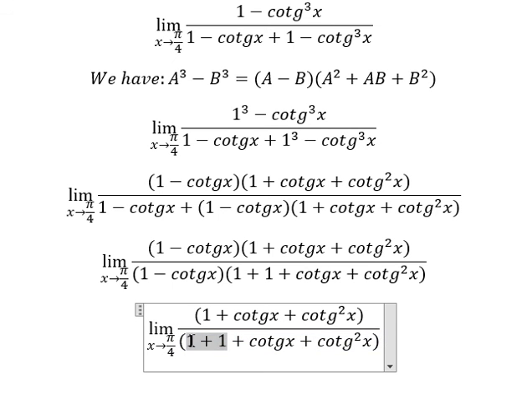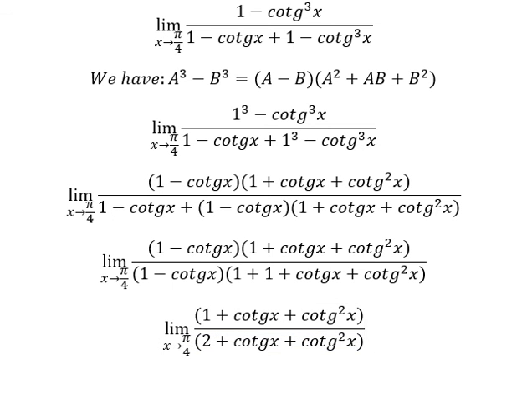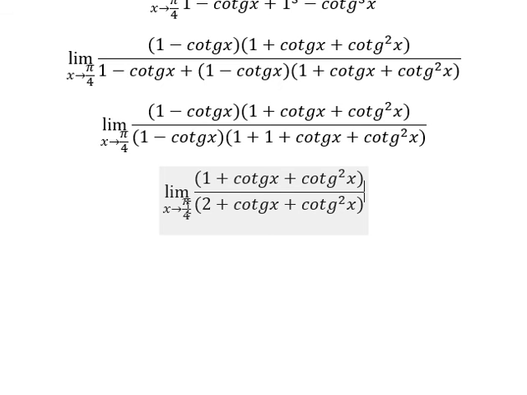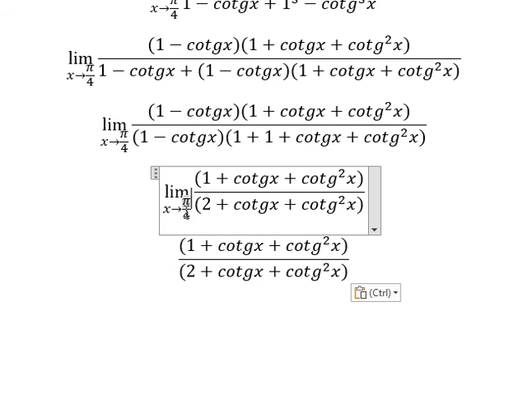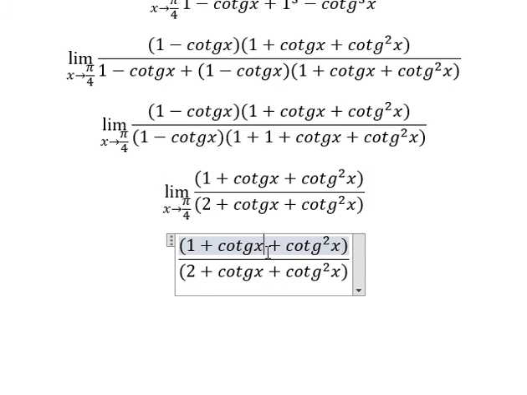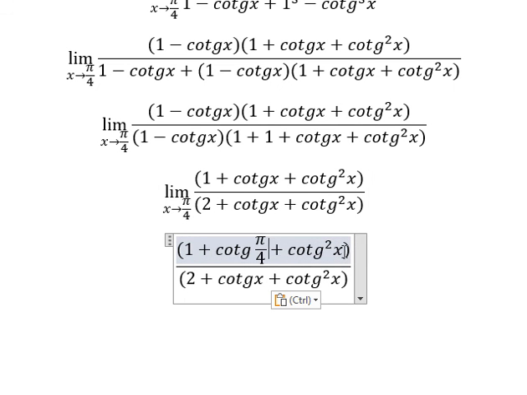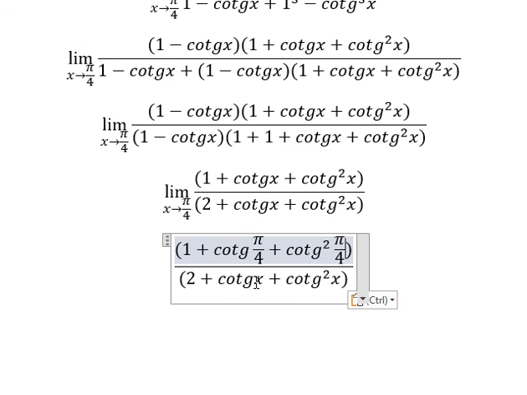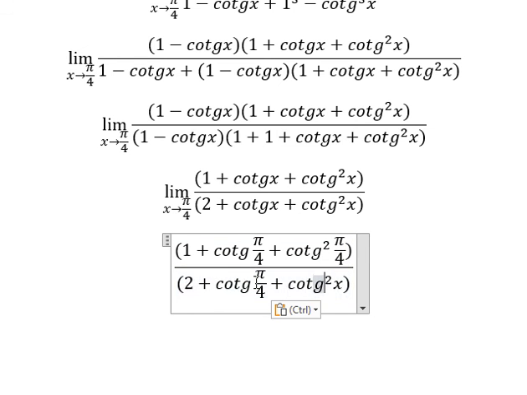1 plus 1 is 2. Now we put pi over 4 here, here, here, and here.